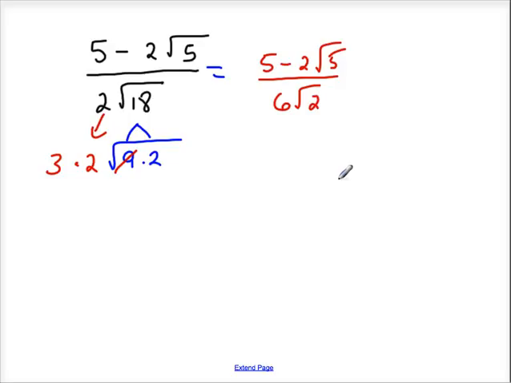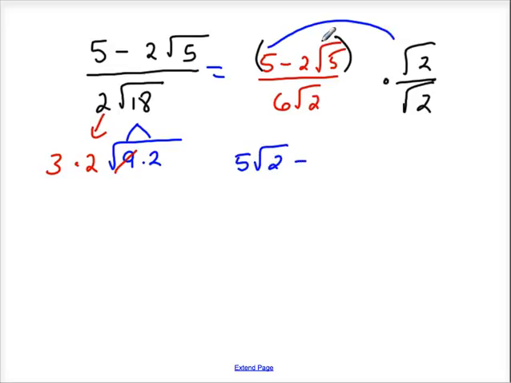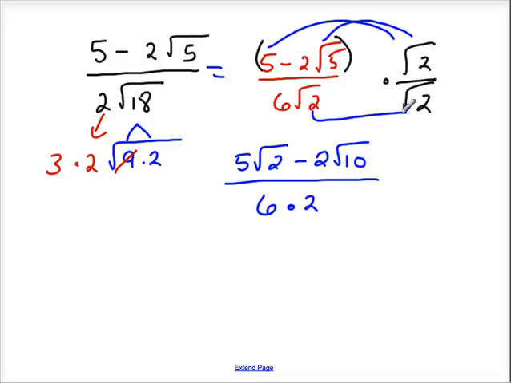So now when I want to rationalize this, what am I actually going to multiply my denominator by? Radical 2. Excellent. I'm going to multiply both numerator and denominator by radical 2. I'll put my parentheses here to remind me to distribute. 5 times radical 2 is 5 radical 2 minus 2 radical 5 times radical 2 becomes 2 radical 10 over, and this becomes 6 times 2. Radical 2 times radical 2 is 2. And 6 times 2. So my numerator simply says 5 radical 2 minus 2 radical 10 over 12.